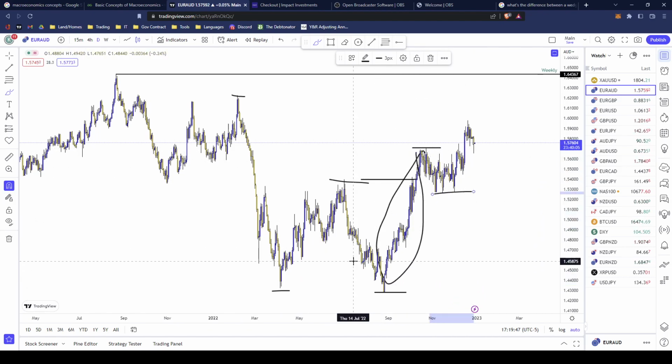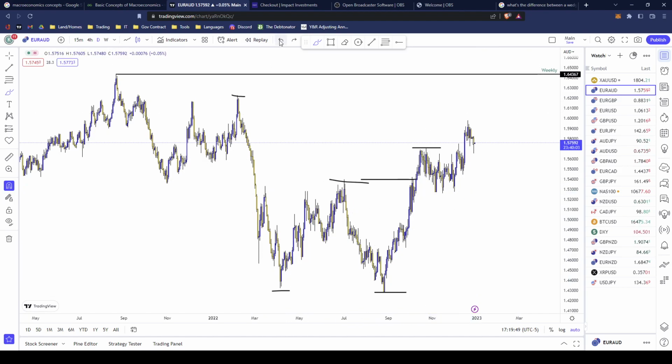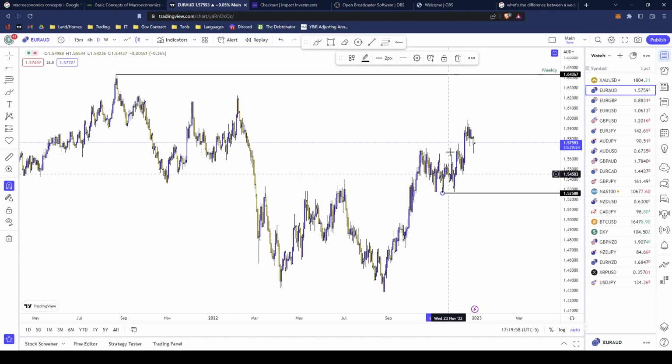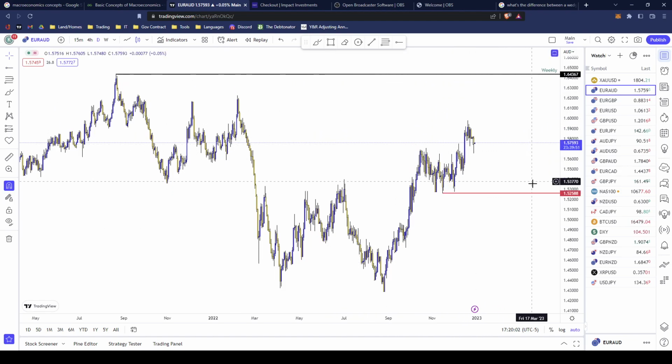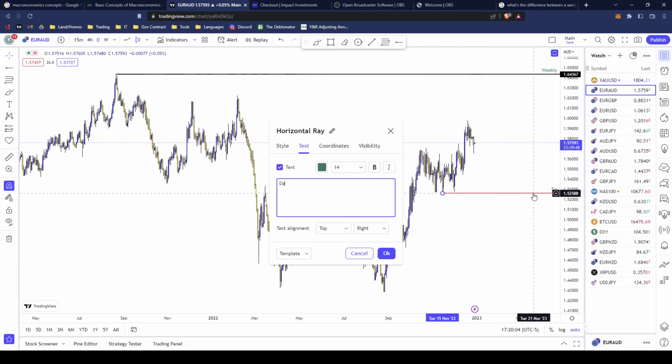Now we can say that this level here is our daily structure. So that's our daily structure right there. We'll go ahead and put on the lowest low. I don't care if it's the middle one, the one on the right, the one on the left. It does not matter. That's my low low.